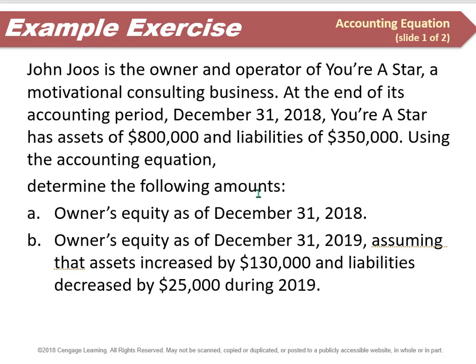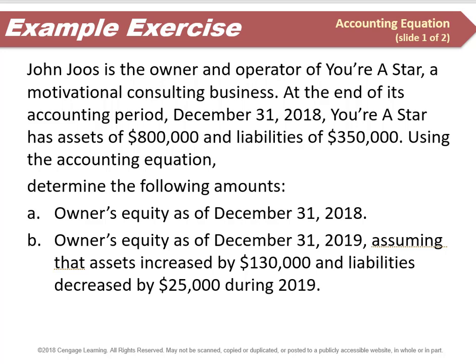Now here's an example. John Jews is the owner and operator of Eurostar Motivational Consulting. At the end of the period, 12/31, he had assets of $800,000, liabilities of $350,000. The first thing I want you to do is figure out what owner's equity is at 12/31/18, and then assume that assets increase by $130 and liabilities decrease by $25.